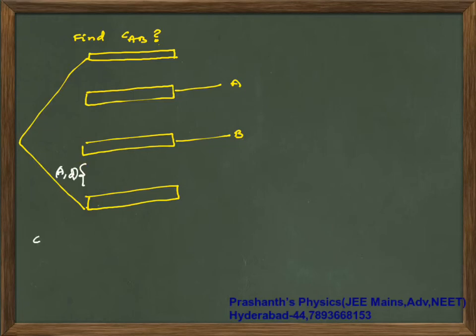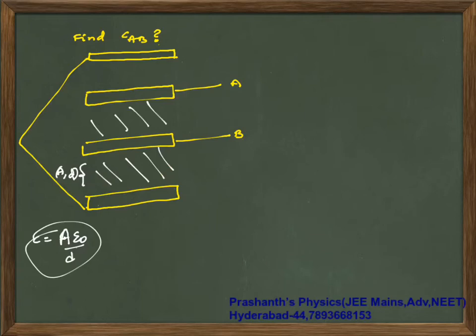So the capacitance of a single capacitor is A epsilon naught by D. There is a capacitor here, there is a capacitor here, there is a capacitor like this. Now these capacitors are not in series or parallel. You cannot say just by looking at it that they are in series or parallel.